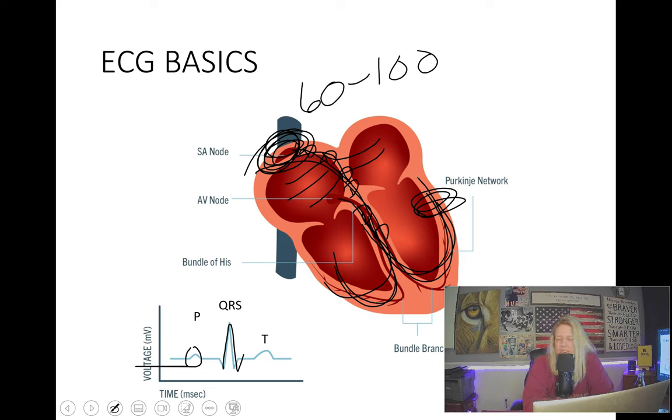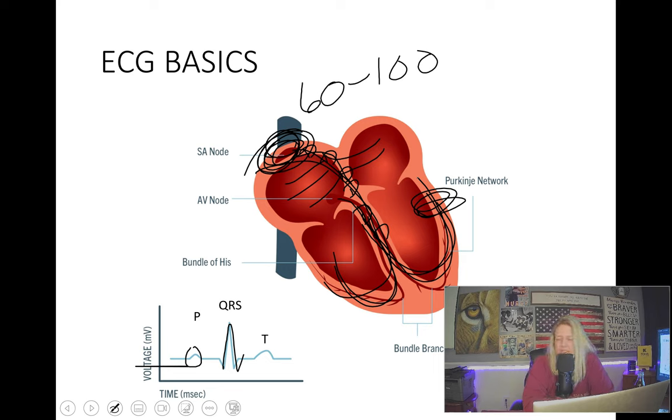So here's the reality. An upright P wave on the strip means the electrical impulse is being initiated in the sinus node. So let's look at this strip, because here we have a P wave, here we have a P wave, P wave, P wave. Well, what's this other stuff? Well, this is the QRS, and this is the T. This is a T, this is a T. So don't get the P and the T confused, okay?